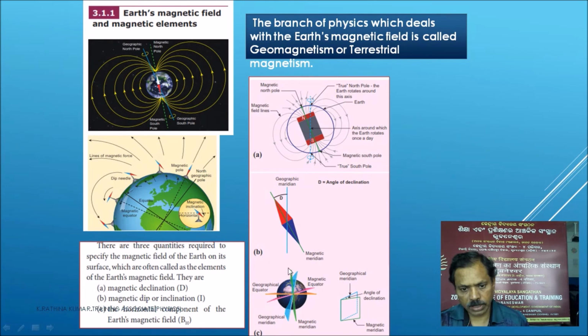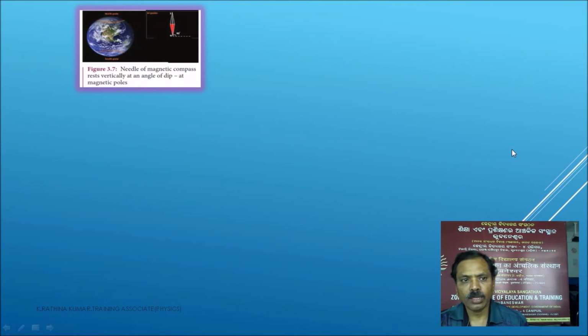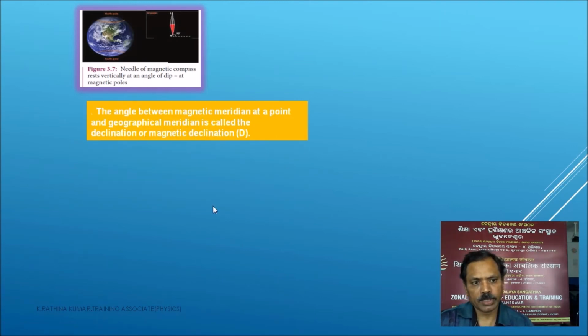And next, this is the earth that is inclined by 70 degrees. This is the magnetic equator, and this is the geographical meridian, magnetic meridian, and geographical equator. By this diagram you can see that the angle between the magnetic meridian and the geographical meridian is called the angle of declination. This is called the dip. The needle of a magnetic compass rests vertically at the angle of dip at the magnetic poles. The angle between the magnetic meridian at a point and the geographical meridian is called the declination, or magnetic declination D.